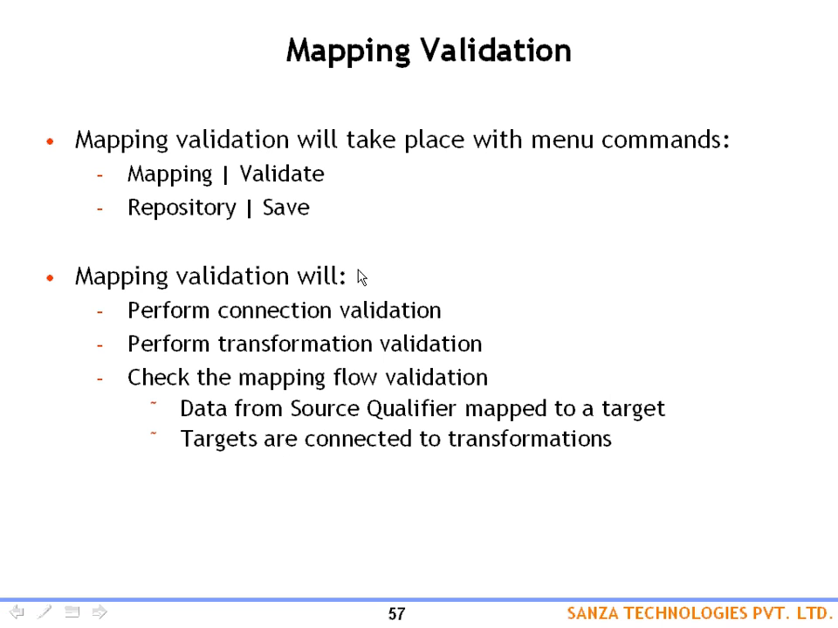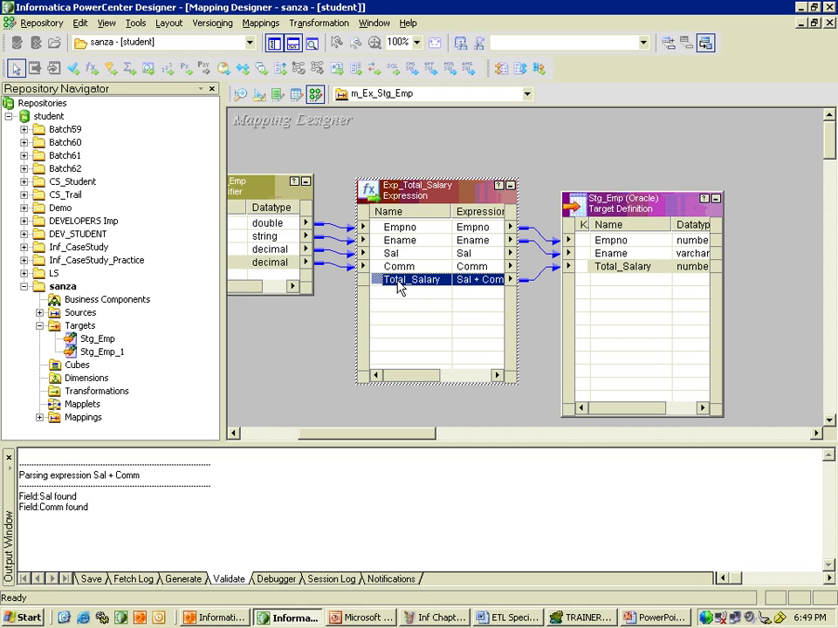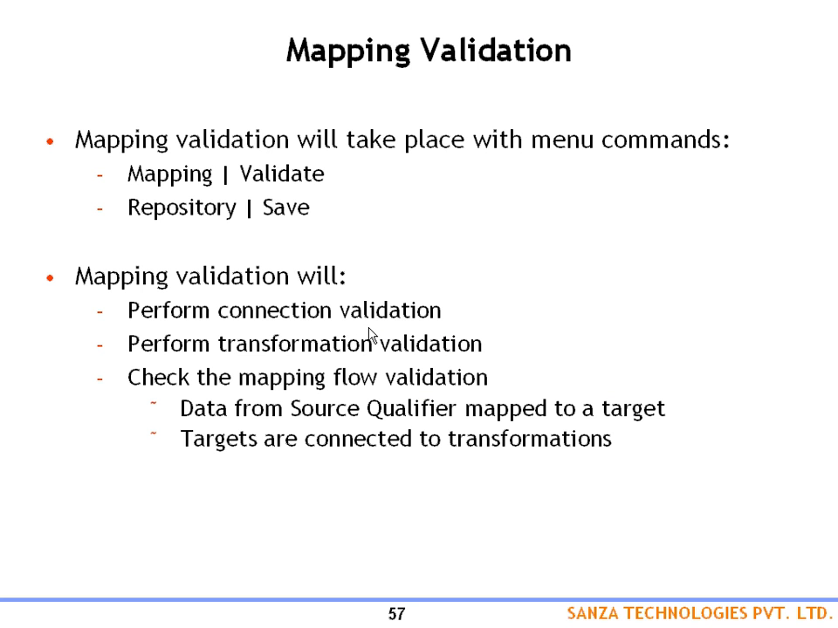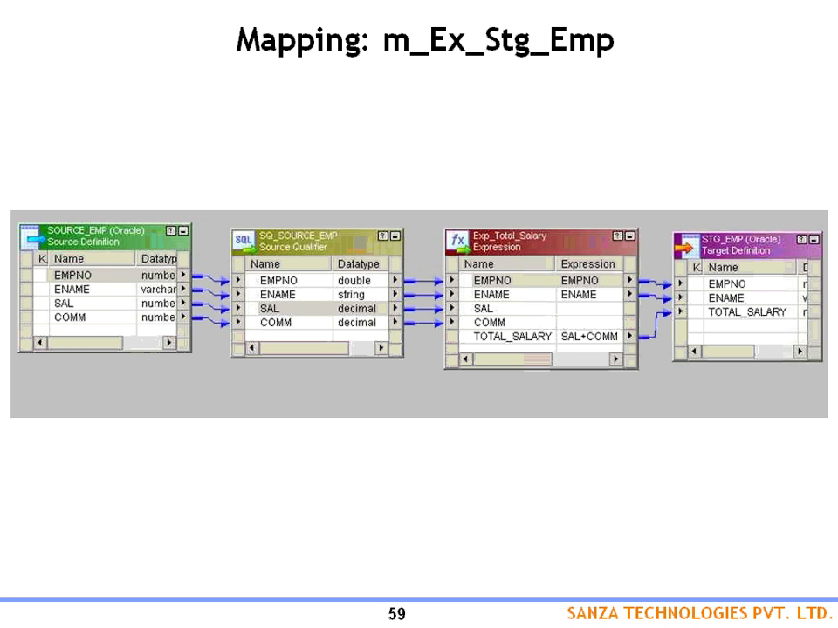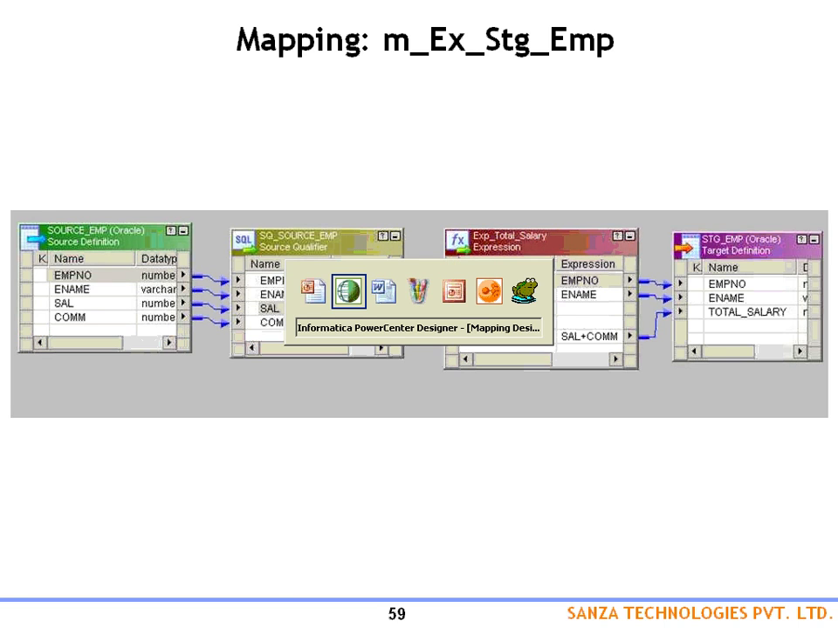So whenever you create a mapping and save it, it will check the connections, transformation validation. Is the mapping valid from the target? Are targets connected to transformations, any syntax errors? It will check it up when you do the mapping validation. It will check for connections and all that stuff. So this is the validation of your mapping. Now I'll do it once again, the complete mapping.